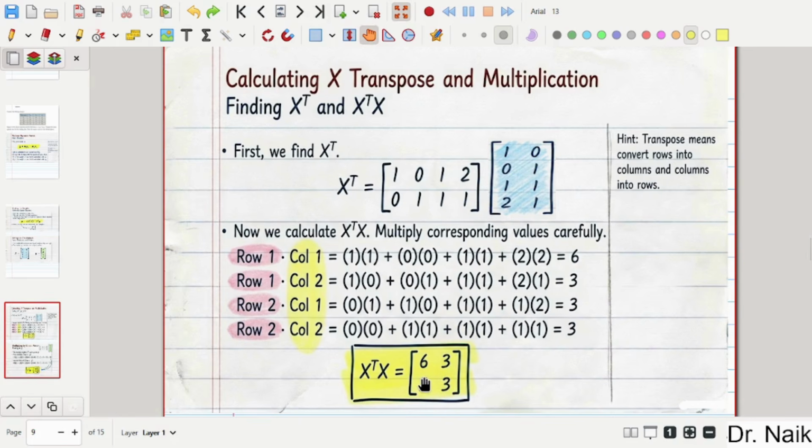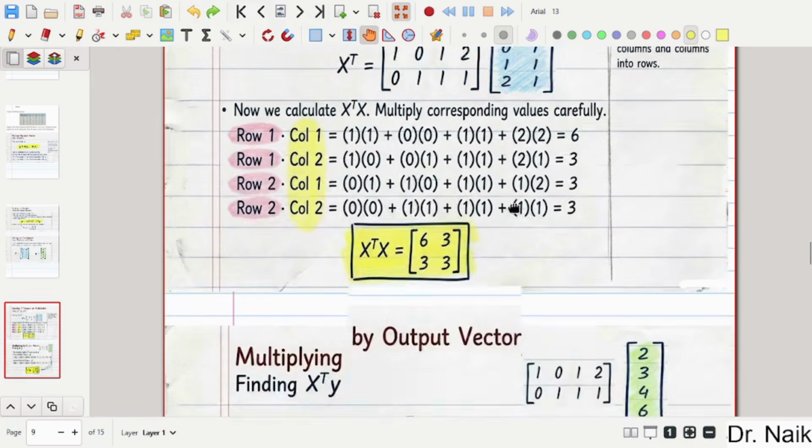So our second row first column is 3. Now calculate for the second row second column. 0 multiplied by 0 plus 1 multiplied by 1, plus 1 multiplied by 1, so it is a 3. So our entry is 3. So our X transpose X is [6 3; 3 3].